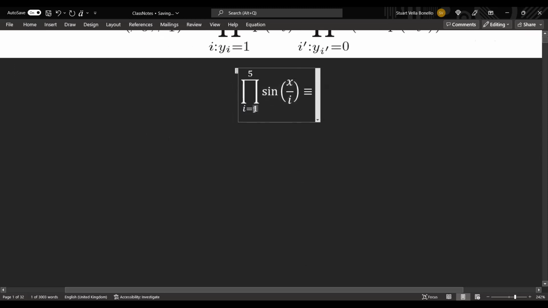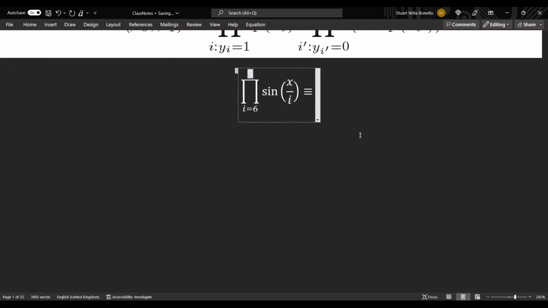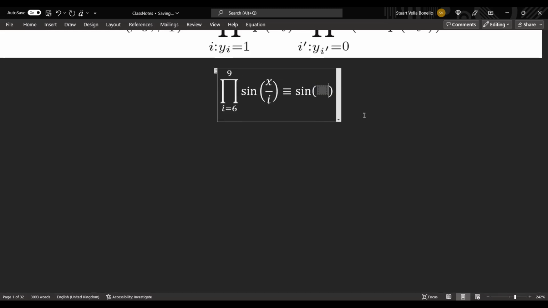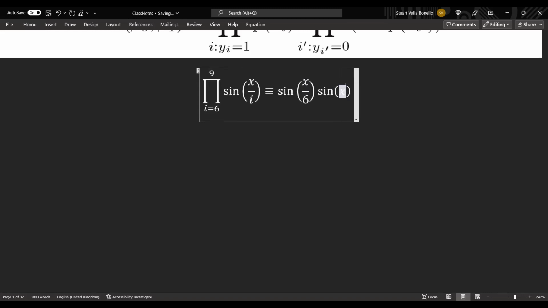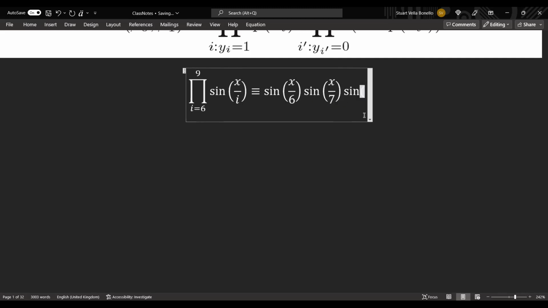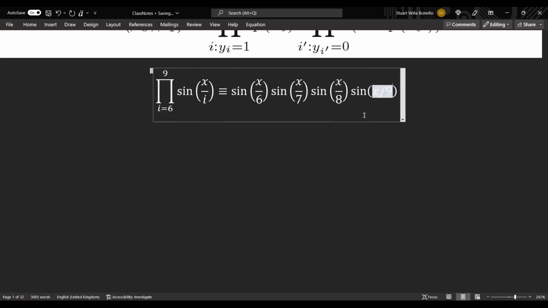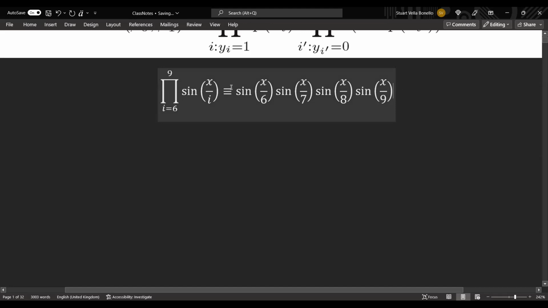Let's make it a bit more general. So, for example, from 6 to 9. This is how many we're going to multiply. How many values? We're going to multiply 4. 9 minus 6 is 3, and you always add a 1. Which 4 values are you going to multiply? Sine x on 6, sine x on 7. You get the picture. Sine x on 8, and sine x on 9. I'm writing identity because it's for any value.